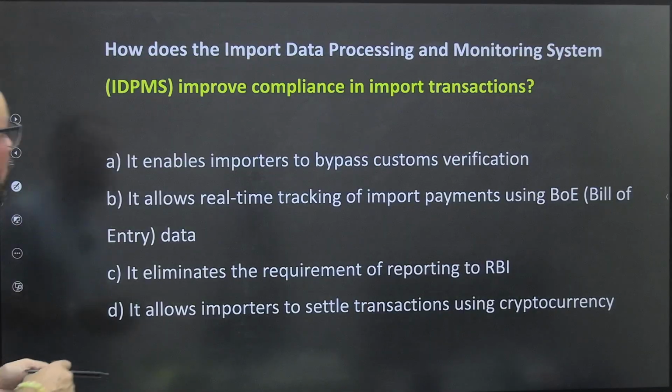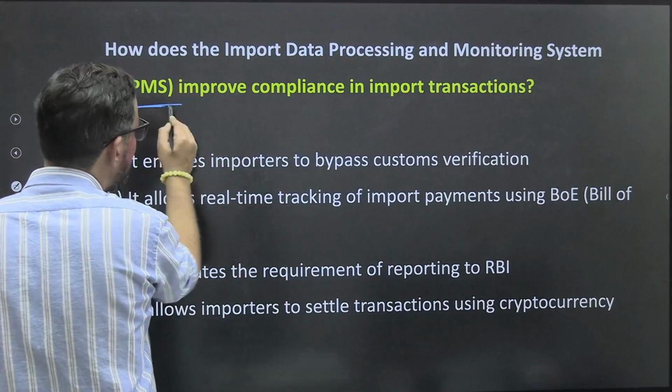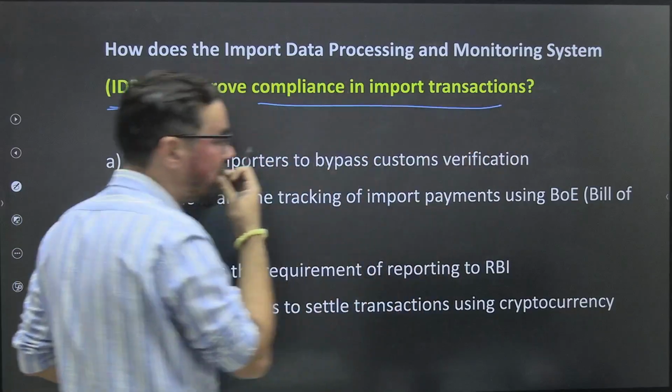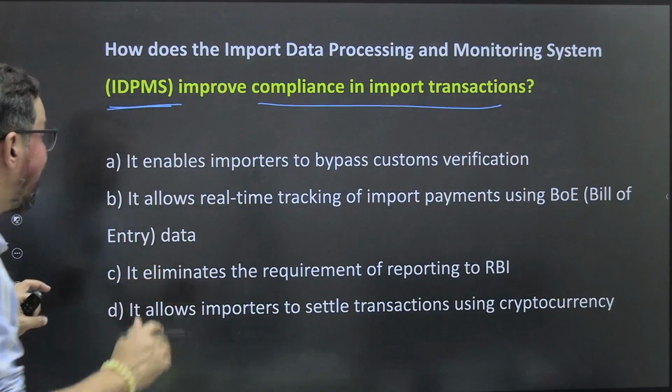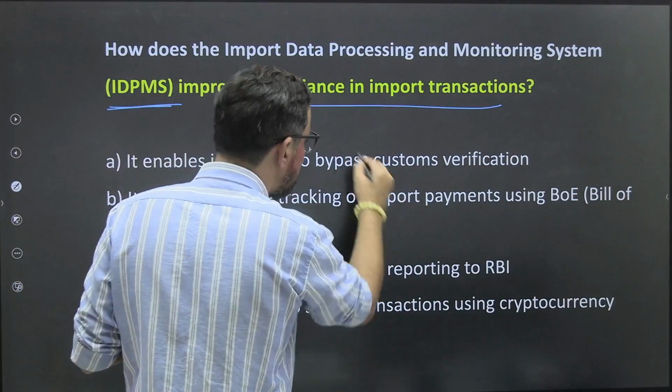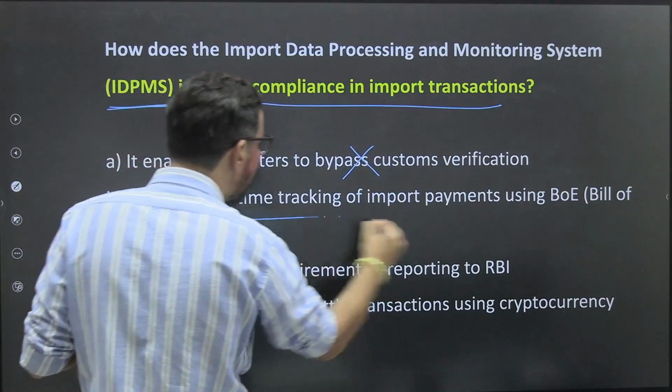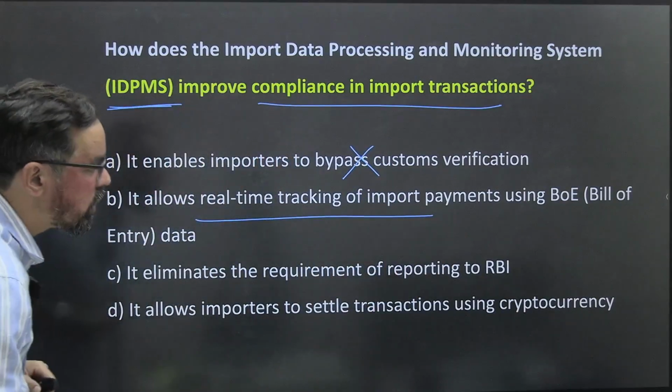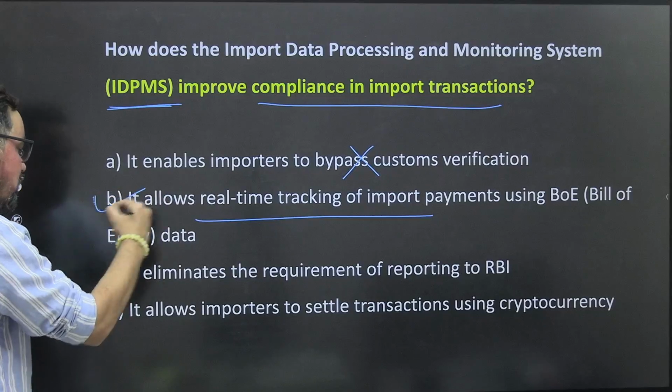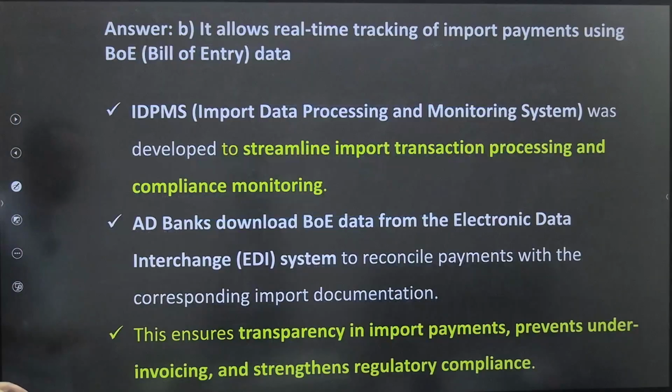Next one, how does the IDPMS improve compliance in import transactions? So we have discussed this particular one. It enables the importer to bypass customs verification. It allows real-time tracking of import payments by using Bill of Entry data. True. So B is your correct answer, just as we discussed earlier.